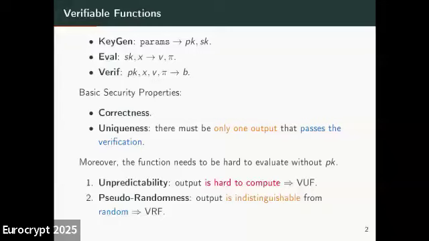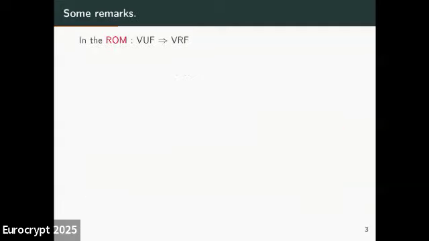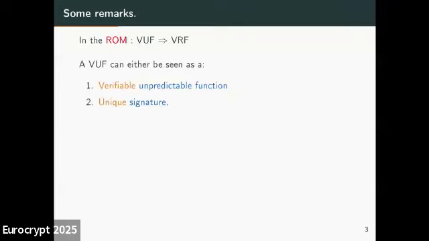And that's how you get a VRF. And in most cases, I guess, the stronger one is the VRF, which is why in most applications we're interested in this one. But actually, in the random oracle model, it's pretty easy to go from a VUF to a VRF. That's a classical transformation from a computational problem to a decisional problem. Usually, you just use a hash function at the end, and it gives you what you want. And so in the random oracle model, VUF implies VRF, which is why it's enough to construct a VUF.